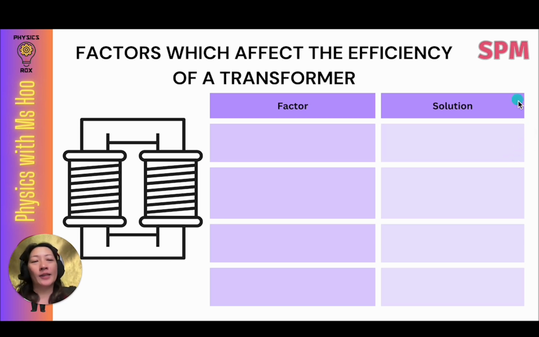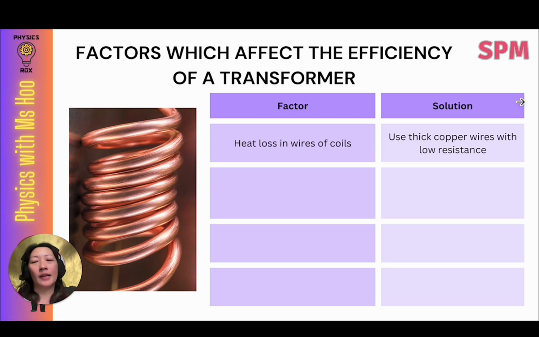The first factor is basically the heat loss in the wire coil, because anytime current flows through a conductor with resistance, heat will be produced for sure. If there's heat produced, that means there's energy lost in the form of heat, which would affect the efficiency because it takes away from some of the electrical energy that's being passed from the primary to the secondary coil. So how do we overcome this? We use thick copper wires with low resistance so that there will be less heat loss in the wire of the primary and secondary coils.